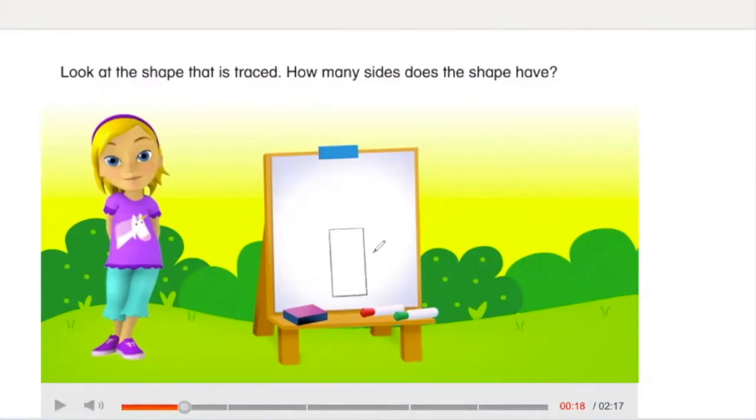If 2 sides are long and 2 sides are short, what kind of shape is it? Yeah, it's a rectangle. A rectangle has 4 sides, 4 angles, corners, or vertices. Lots of different names for those. Here they are. 1, 2, 3, 4. And it's closed. The color can't leak out.